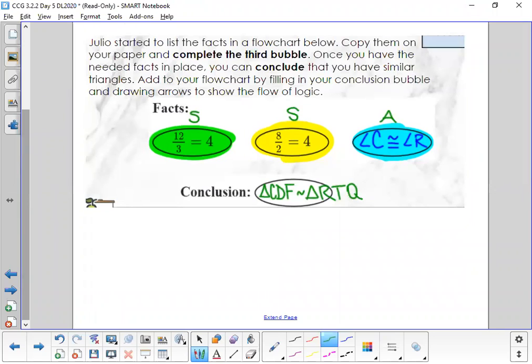I need to draw arrows to show how my logic flows. So my conclusion, I needed all 3 of these things to get to this conclusion. I needed to satisfy all 3 of those things to meet that condition for similarity. And then the reason is the condition of similarity that I met. The condition that I met is side, angle, side, similarity. And I draw like a little shelf off of my conclusion bubble to put my reason in. So there is your flow chart for showing 2 triangles are similar using side, angle, side similarity.